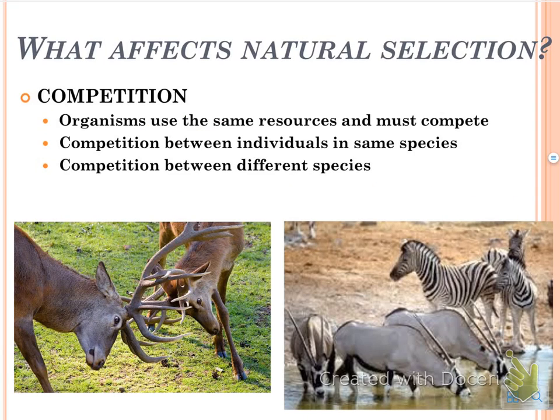Another thing affecting natural selection is the competition between organisms. So they use the same resources. They fight for land, they fight for water, they fight for food. There's competition between the same species or different species. So competition in general, the one that can best win that competition is going to be the one that can feed itself and feed its offspring.